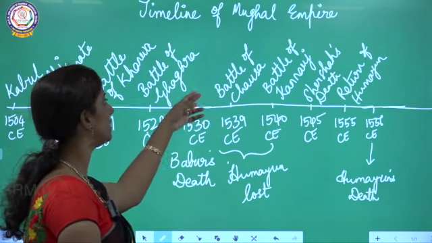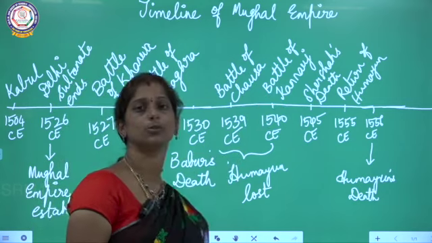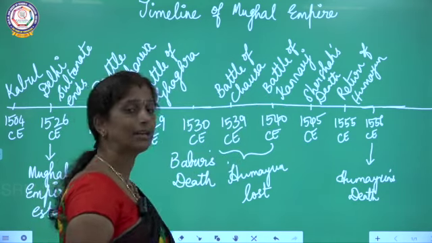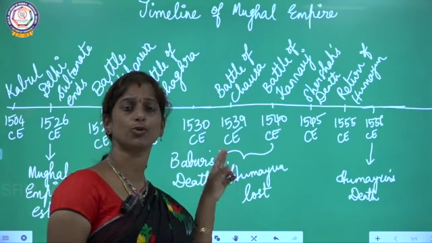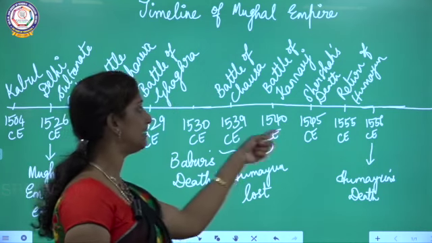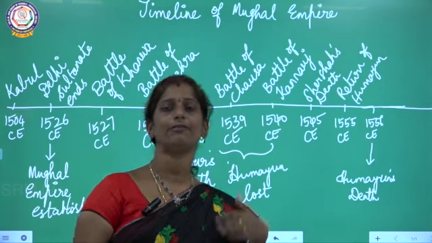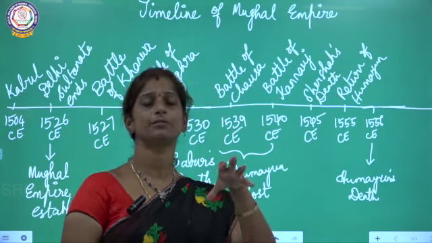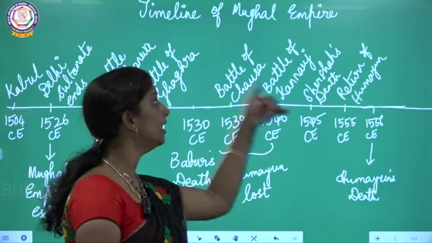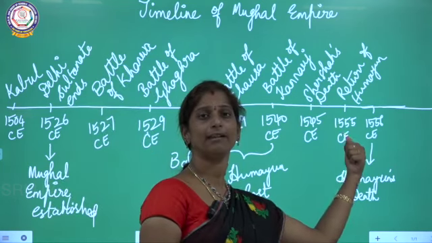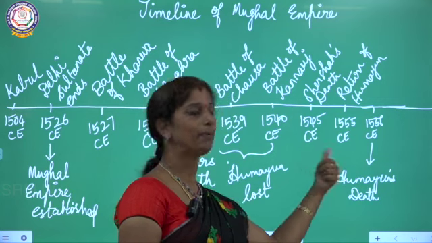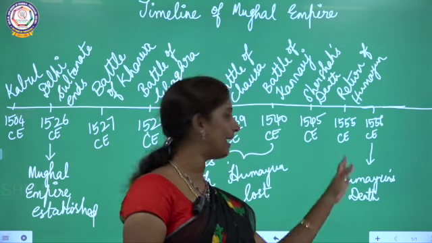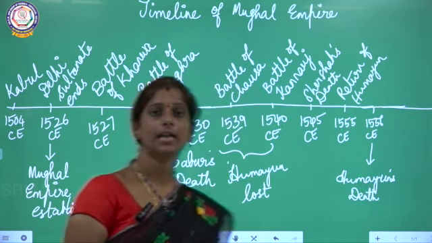In that you can see the battle of Chauza, battle of Kannauj. Both the battles Humayun lost. Because of that what happened? Sher Shah took over the control. Sher Shah died in 1545. After that a very big confusion was there, and using that confused situation, Humayun came back and he started ruling the empire in 1555 CE. Till 1556 he was there, and in 1556 he passed away.